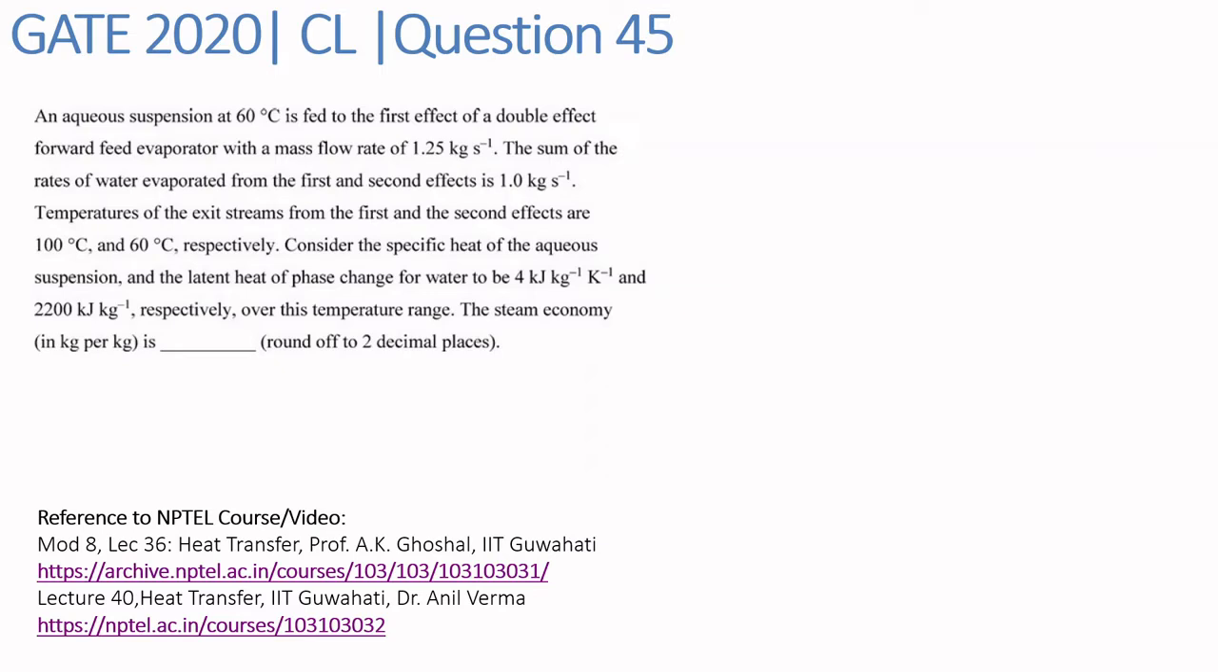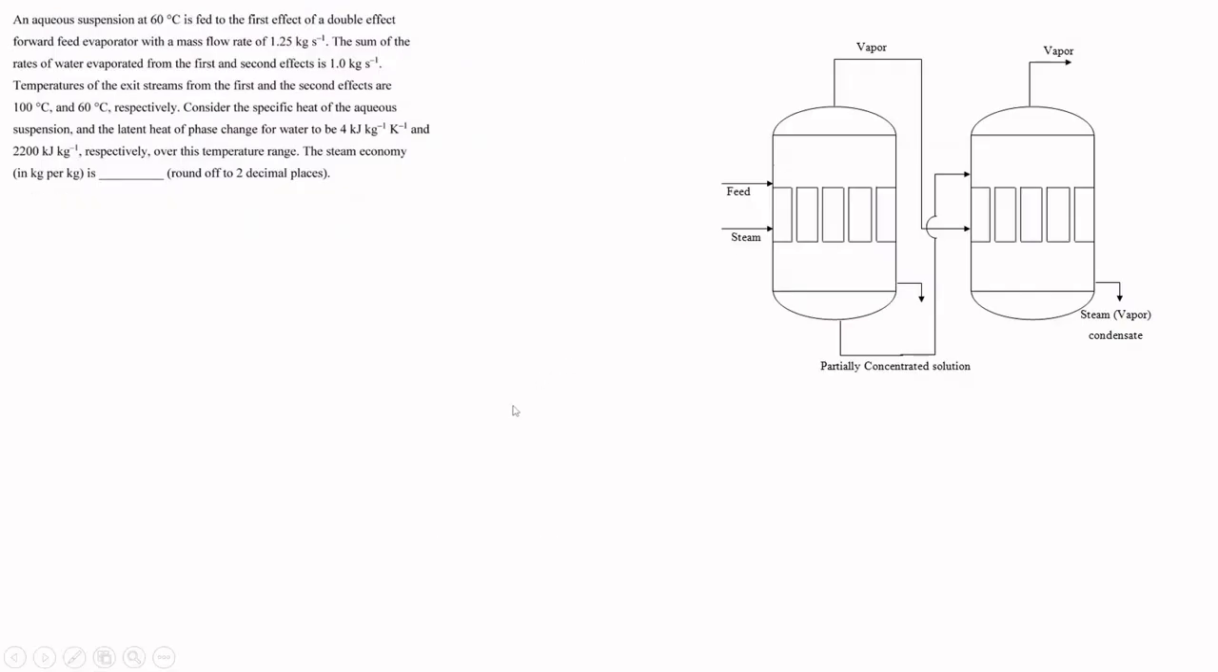So in this question we have been given a double effect forward feed evaporator and we have been asked to find the steam economy. In general any double effect evaporator is given by this general schematic. We have this feed, which is basically an aqueous solution that needs to be concentrated, and we provide steam as a heating medium, which evaporates the solvent or water present in the feed to concentrate it.